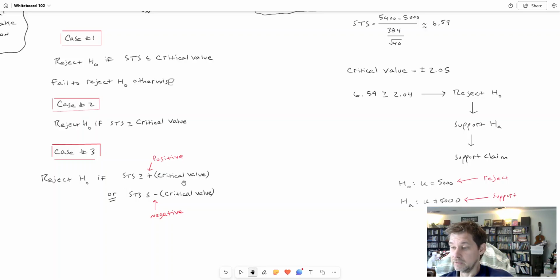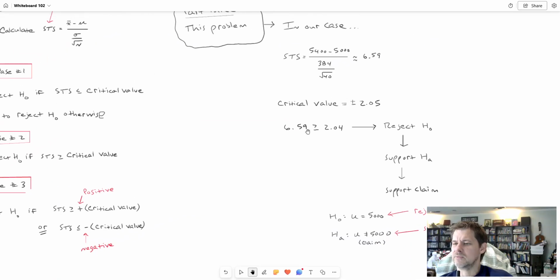So in our case, the STS is 6.59 and the positive critical value is 2.05. So 6.59, that's not less than the negative, okay, because this is a positive number, but it is bigger than the positive. So look, yes, the STS is greater than or equal to the positive critical value. 6.59 is greater than or equal to 2.05. What do we do in that case? We'll reject the null hypothesis.